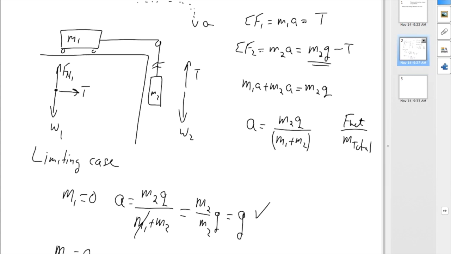Can you explain how you got F2 equals M2A? So, what are the forces acting on block 2? Tension up and M2G, weight, down, right? And so I've said that this direction is positive. So I said M2G minus T, right? Okay.